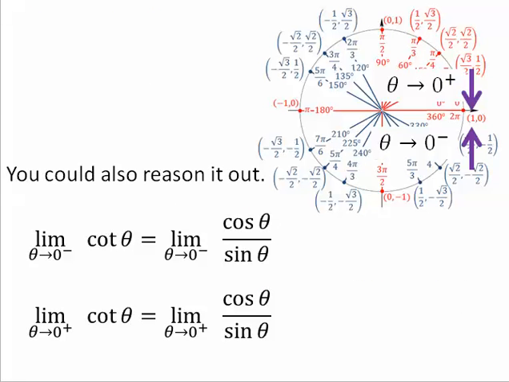You could also do a problem like this by reasoning it out, knowing that cotangent is cosine over sine, and if theta is coming from the left, you're in the fourth quadrant. And if theta is coming from the right, you're in the first quadrant. So you can do it that way.